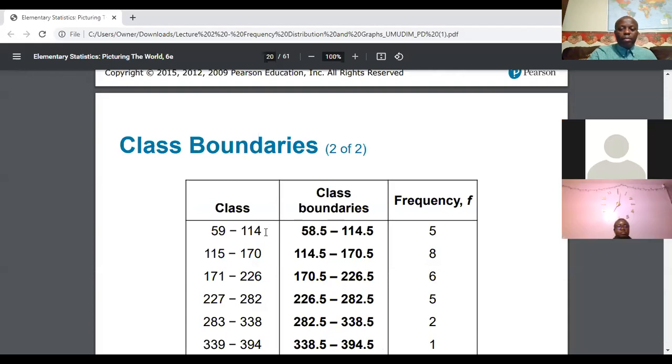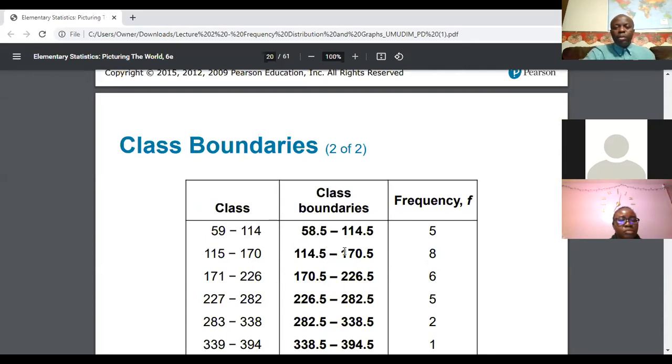So why are we subtracting it from the left side? Are we subtracting it because lower is like minus and upper is plus? No. It's just the convention. You subtract it from the lower class limit, but you add it on the upper class limit, so that you are trying to close the gap.